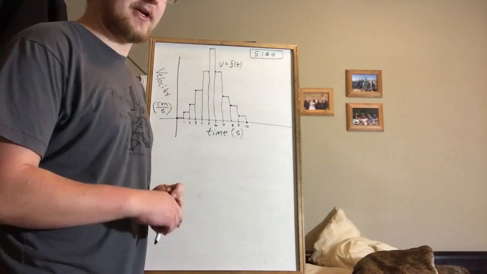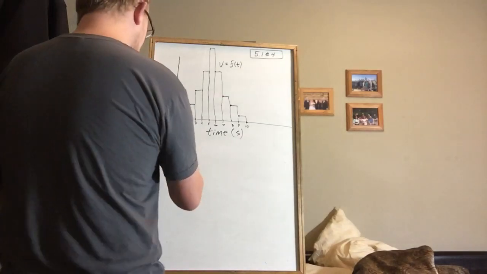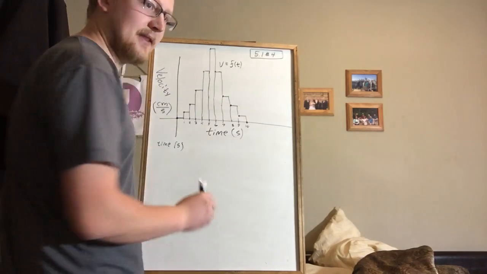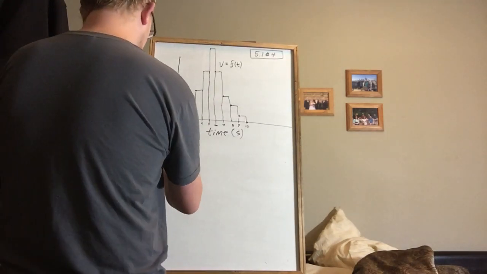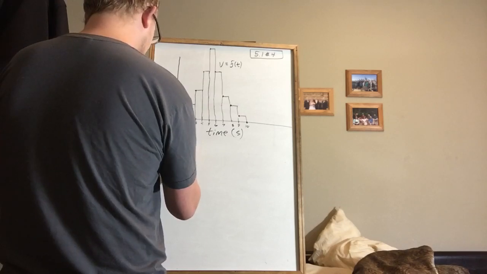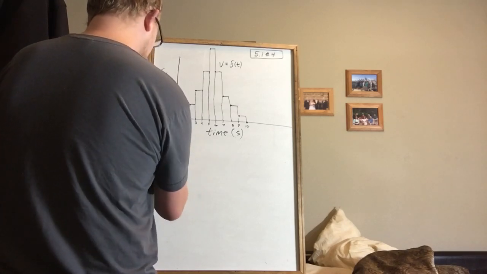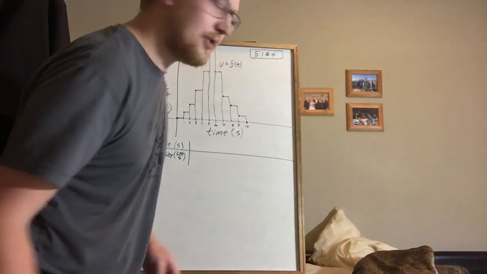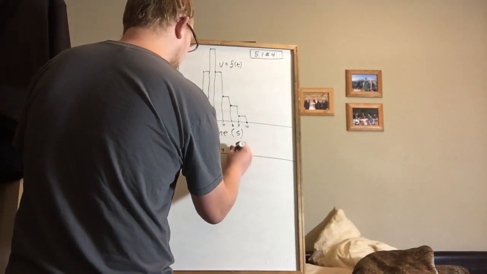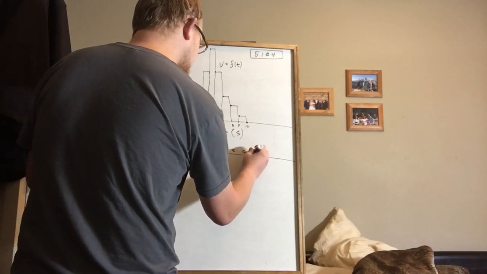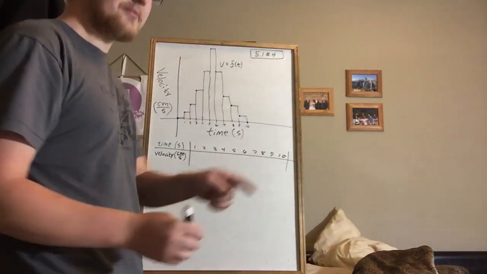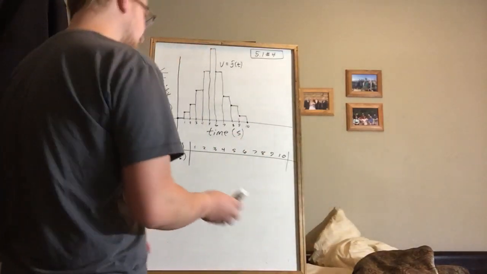I probably should have written down the chart beforehand, but the chart has time in seconds, and then it has velocity in centimeters per second. And so we've got this chart, and it includes 10 seconds. So 1 second, 2, 3, 4, 5, 6, 7, 8, 9, and 10 seconds. And then it gives us a velocity for every second.